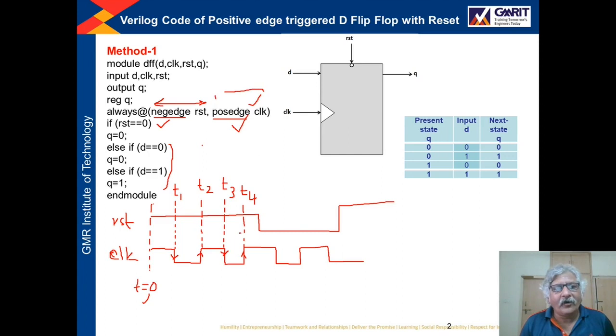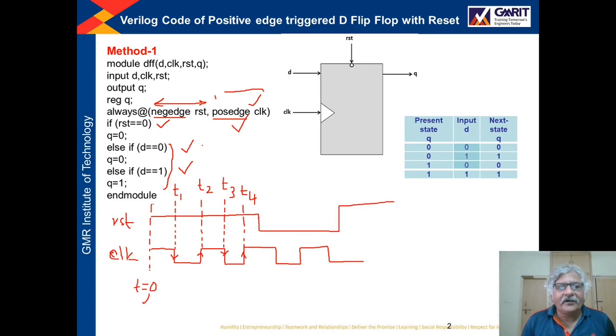So again the always block will be activated. Again, RST equal to 0 will be evaluated, but still RST is 1. So the next two conditions will be evaluated. If D is 0, then 0 will be transferred to Q. If D is 1, then 1 will be transferred to Q.